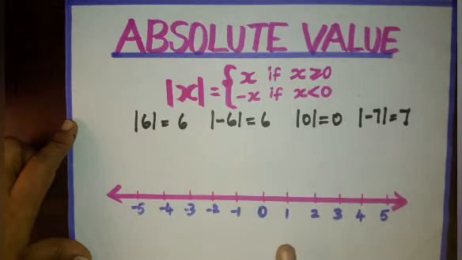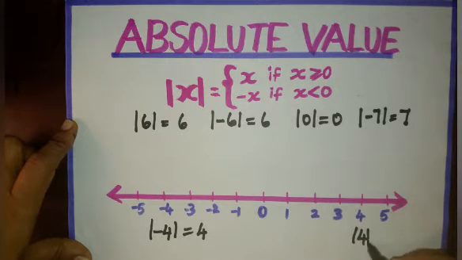Now, I'll ask you one question. How far is 4 from 0? What will be your answer? 4 is 4 units away from 0. What about minus 4? Minus 4 is also 4 units away from 0. So we can say that the absolute value of 4 is 4, and the absolute value of minus 4 is also 4. This is the concept of absolute value.